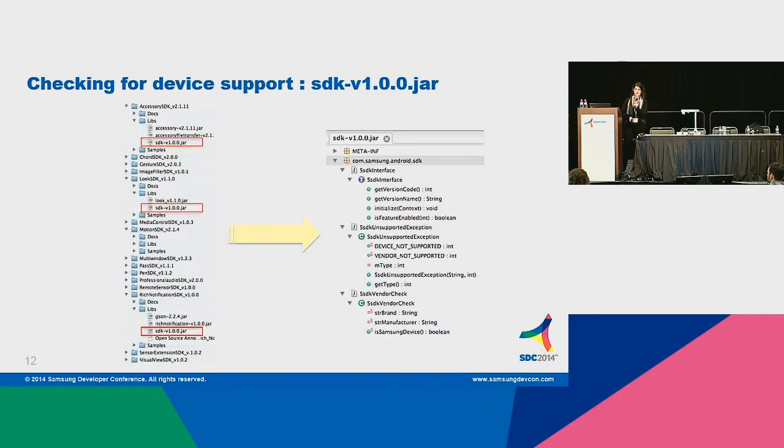So if you look at it, it's actually just an interface file. There's no code implemented in it. It has a set of 4 APIs: get version, initialize, is feature enabled, get version name. Each of these methods is actually implemented by the package itself. So for rich notifications, the implementation is in the rich notification jar file. Same is true for all the other packages.